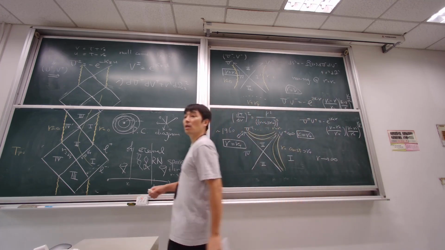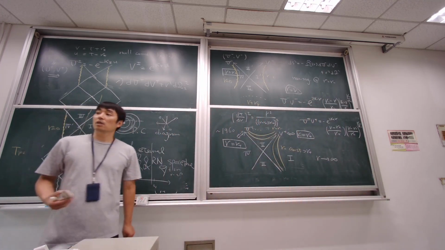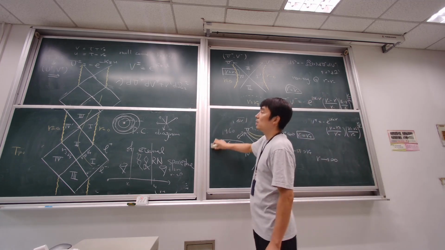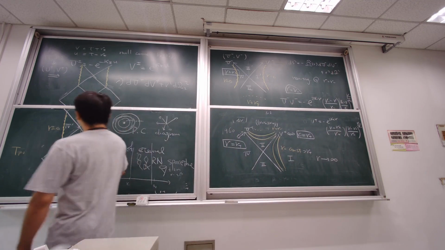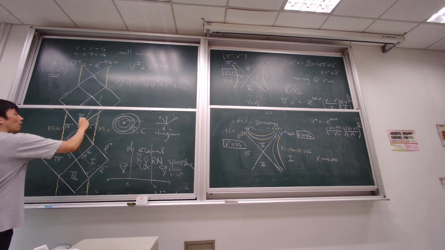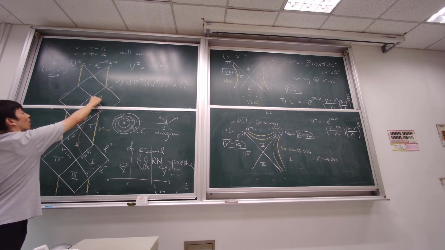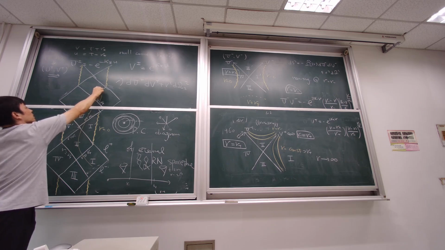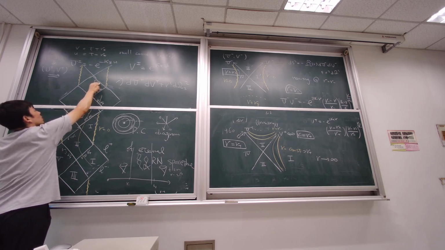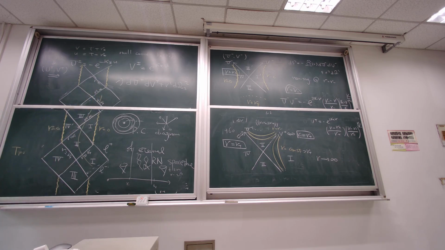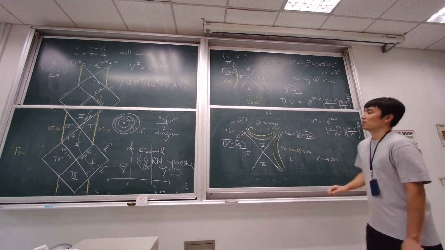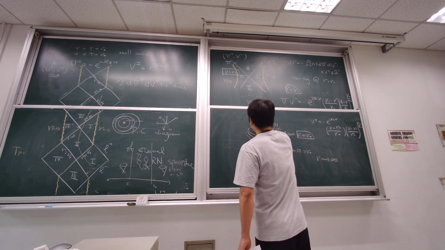So there can be oscillation at R minus. This is R equal to R minus, and this is R equal to R plus. It seems like oscillation between them. Yes, so the R coordinate will change. It's a very, very mysterious thing.